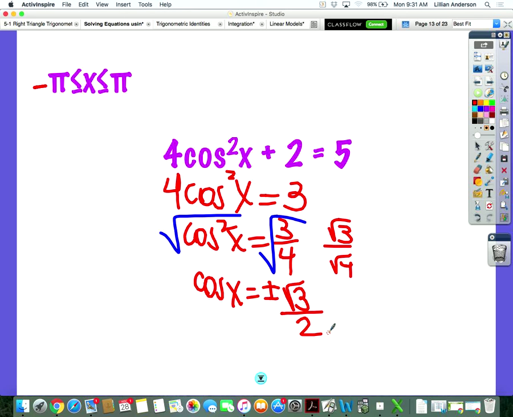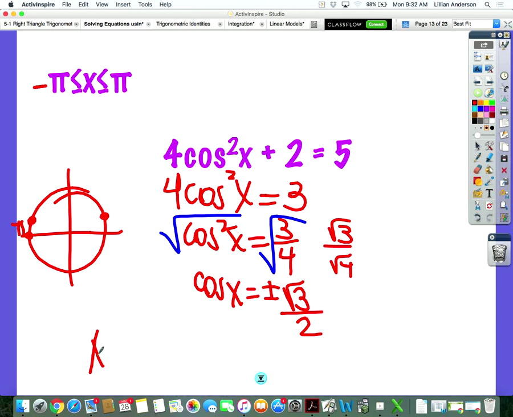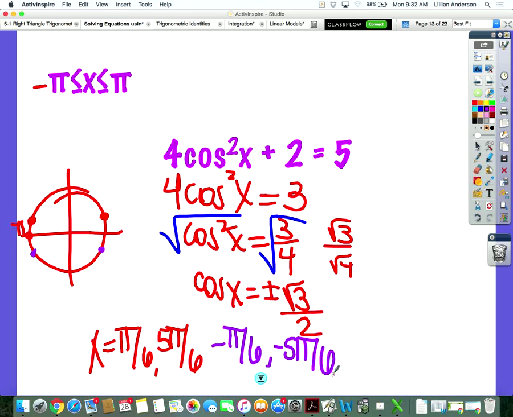So now you're looking on your unit circle only between positive pi and negative pi for a root 3 over 2 and a negative root 3 over 2. So going in the counterclockwise direction, that should have been pi over 6, 5 pi over 6, yes? And then going in the clockwise direction, that would have been here and here. So negative pi over 6 and negative 5 pi over 6. Questions?